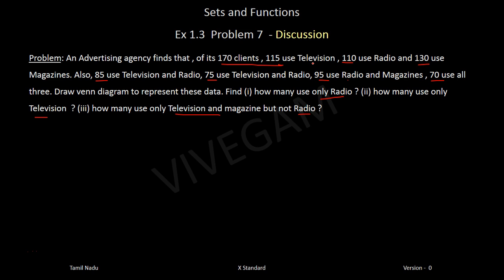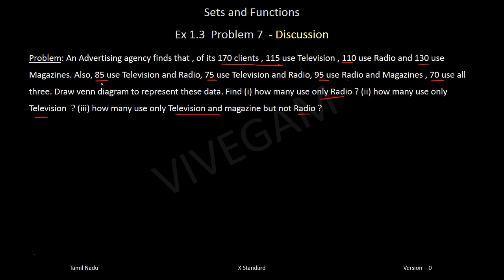T represents the number of people using television, R represents the number of people using radio, M represents the number of people using magazine. So N of T will be 115, N of R will be 110, N of M will be equal to 130. And N of T union R union M, that is the total number of people, is 170.